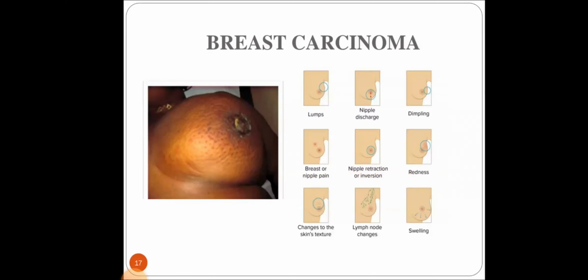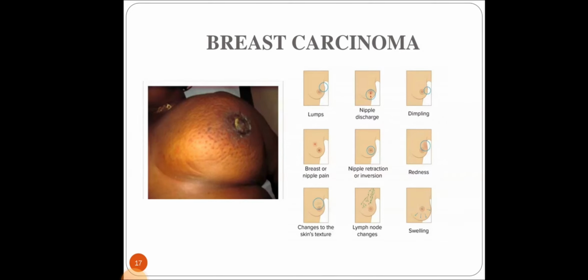Then it is colloid carcinoma. Colloid carcinoma will be more in elders. There will be production of mucin intracellularly and extracellularly. Mucin will be produced, and the cut surface will be glistening, glaring, and gelatinous. That is colloid carcinoma. So these are the main classification or types of infiltrating carcinoma.